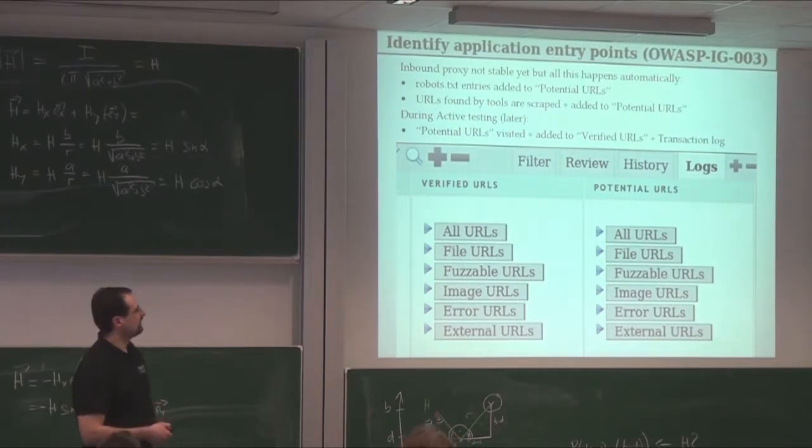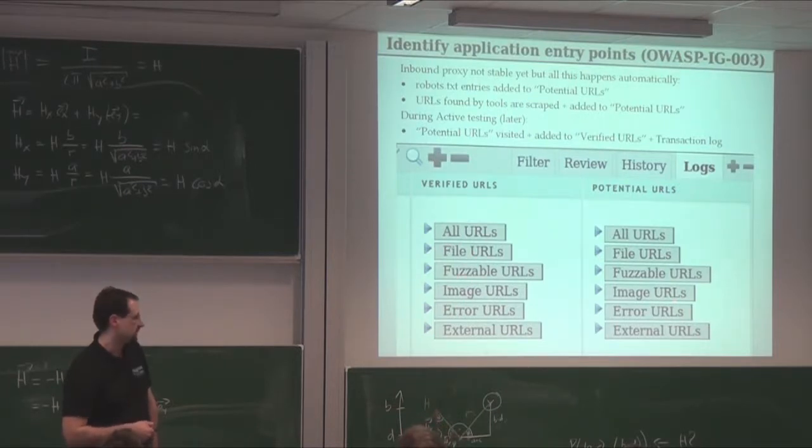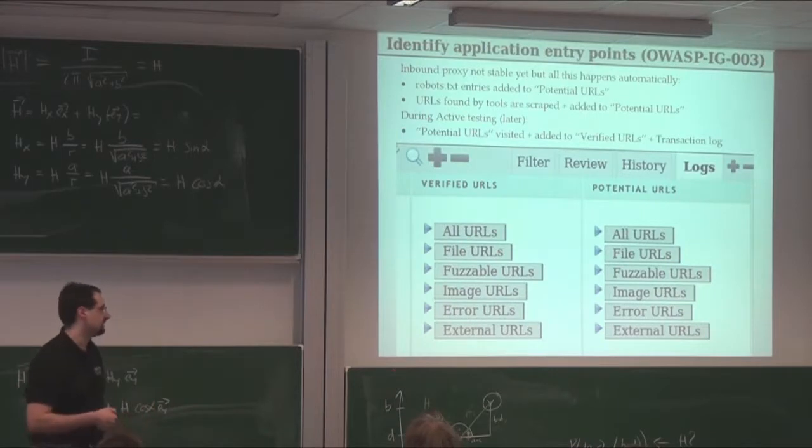So all the URLs that have been scraped go into this potential URLs database and they are classified. So you have the ones that look like files, look like fuzzable, look like images, and so on. And then during active testing, all the URLs here will be visited and they will be vetted here. So these are the ones that are really found. Okay, so this usually has a lot less noise. So this has a lot of false positives for many tools and this is a bit cleaner.